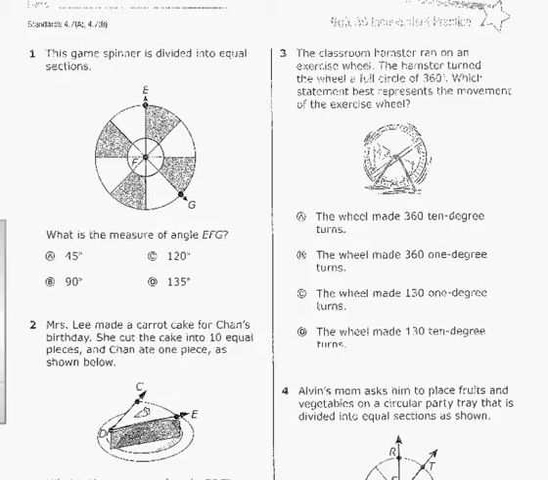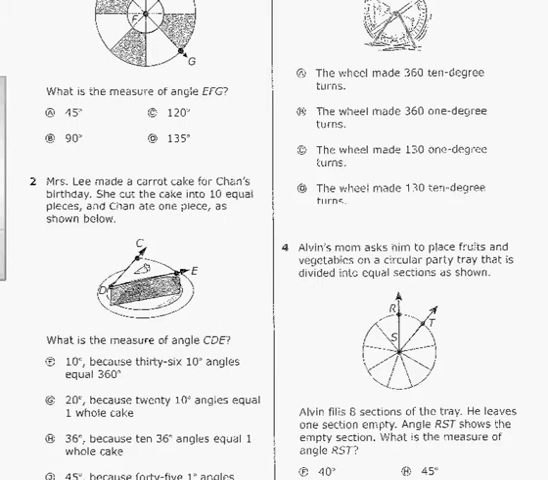Question number 2. Mrs. Lee made a carrot cake for Chan's birthday. She cut the cake into 10 equal pieces, and Chan ate one piece, as shown below. What is the measure of angle CDE? F, 10 degrees, because 36 10-degree angles equal 360 degrees. G, 20 degrees, because 20 10-degree angles equal one whole cake. H, 36, because 10 36-degree angles equal one whole cake. Or J, 45 degrees, because 45 1-degree angles equals 45 degrees.